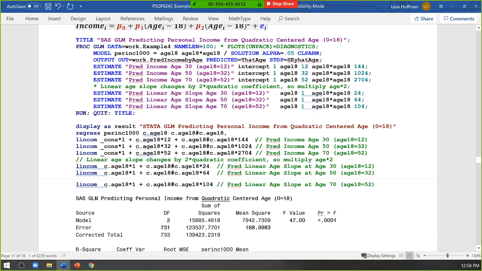These lincom statements, you don't need these in your homework. I included them in there for your future reference as to how you would ask for either a predicted outcome from your quadratic model or a predicted linear slope for any particular value of your X predictor. So here I'm demonstrating how to use these to get what the income would be predicted to be at age 30, and what the slope would be at age 30, at age 50, at age 70. But I'm not asking you for this in your homework.